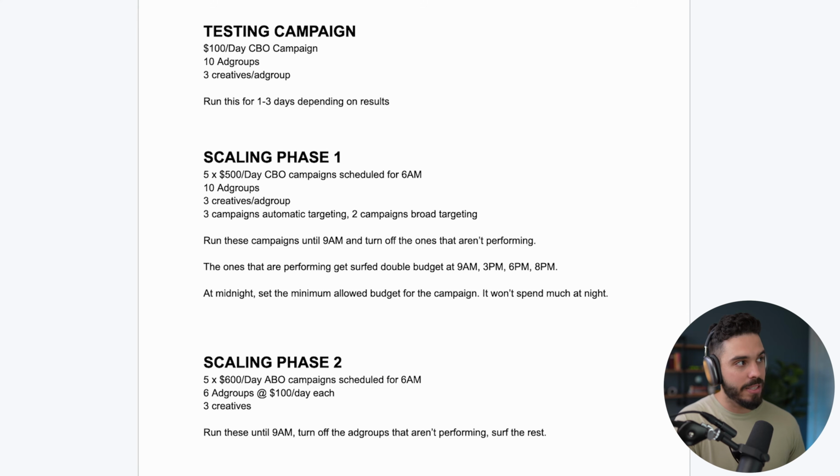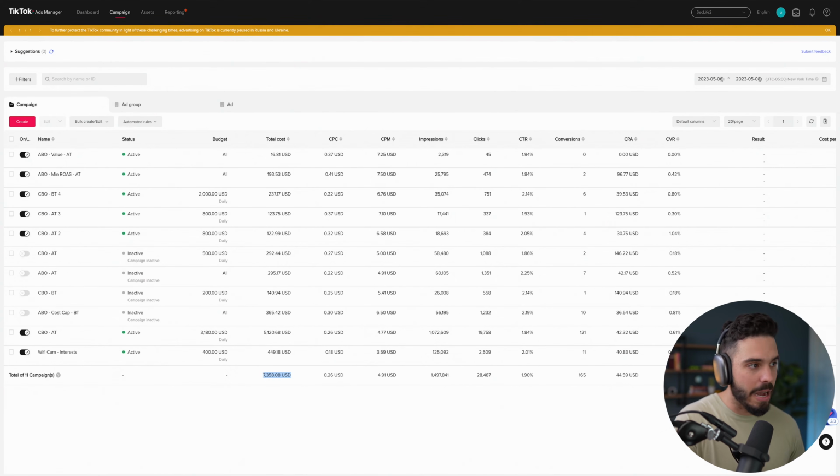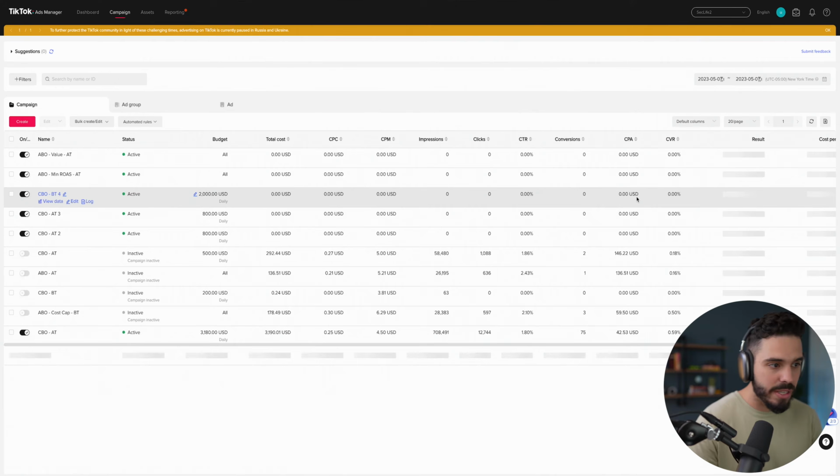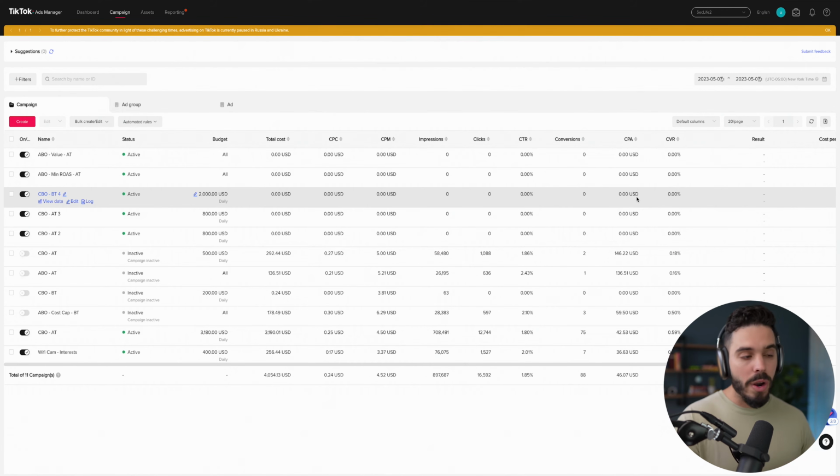Now, with this being said, let's hop into the ad account and take a look at what's going on. So the ads here started on the 6th, but we're going to look at yesterday because yesterday was the big scaling day. Now, one of the things with running ads that you have to make sure that you understand are your numbers. You always need to understand your numbers.